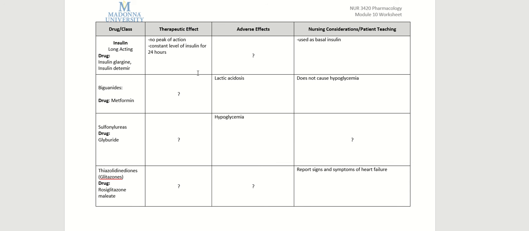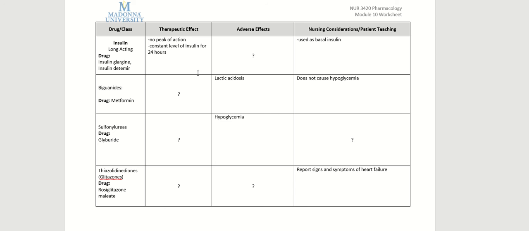Remember, way back in Module 1, we talked about basal and bolus dosing. So a basal dose of insulin is something that we give that's going to last the 24 hours. And then we will give bolus doses of the other insulins to help lower those mealtime blood sugars. So that's the important thing to know about the long-acting insulin.